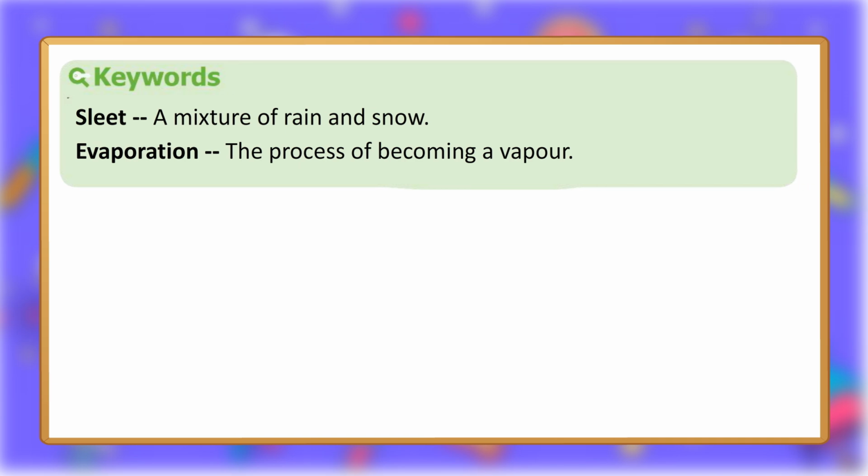Keywords: sleet, a mixture of rain and snow. Evaporation, the process of becoming a vapor.